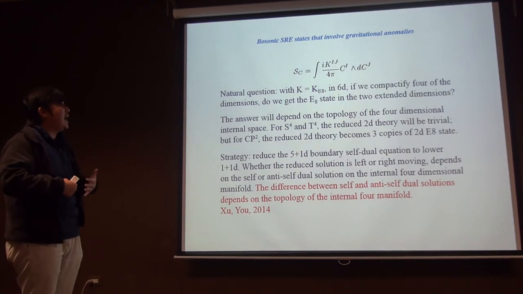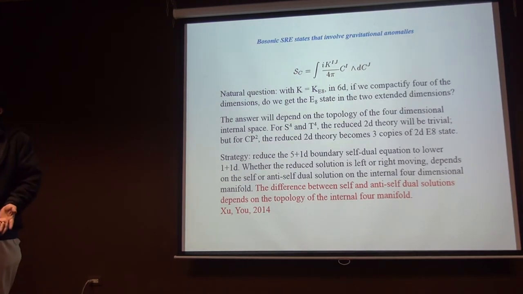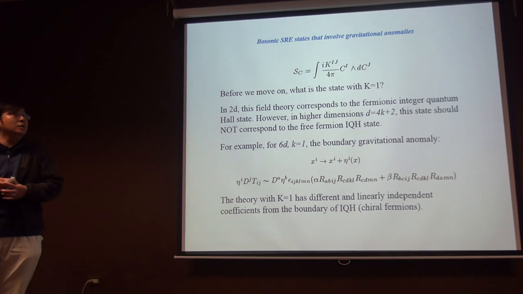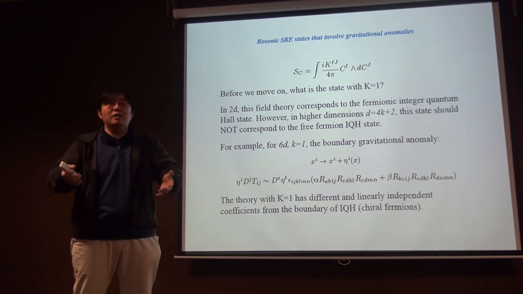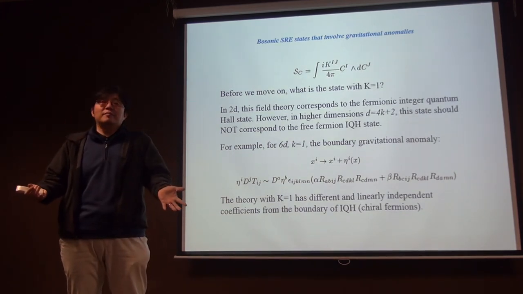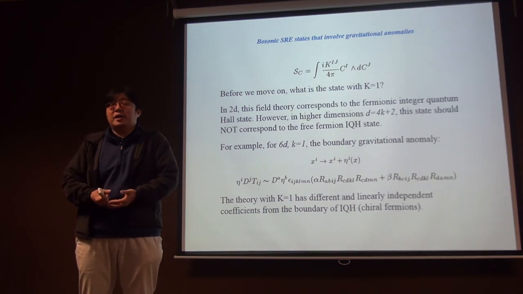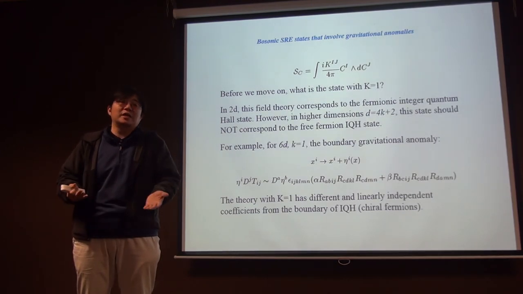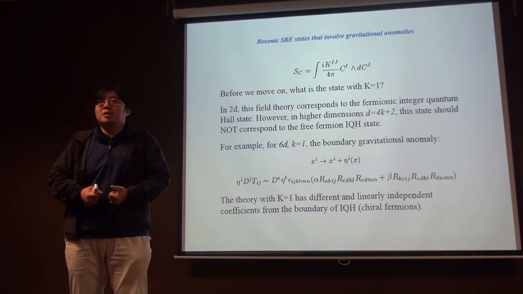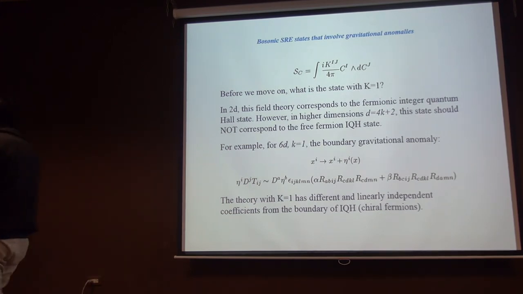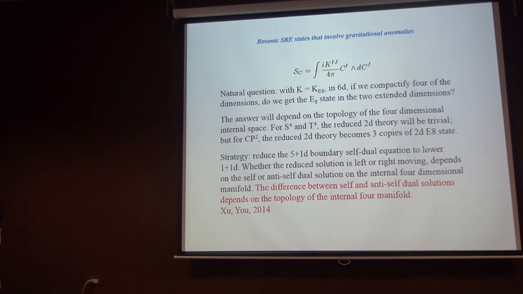So in the remaining 2 extended dimensions, what kind of state do I get? The naive guess would be that I get a 2-dimensional integer quantum Hall state. For example, if I take the theory with k equals 1 and compactify 4 dimensions, then naively I would get a 2-dimensional integer quantum Hall state. That's the guess, but it turns out the situation is a lot more subtle than this.